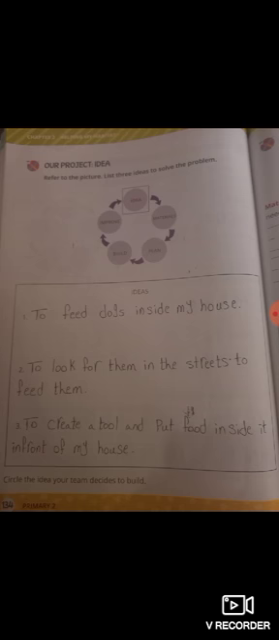Okay, on page 134, we have what? We have the idea. This is the first step of our project. This is the first step of the engineering design process. We will have here 3 ideas to solve the problem, okay? Number 1, to feed dogs inside my house. It's not practical. Number 2, to look for them in the streets to feed them. And it's also not practical to search for the dogs in the street to feed them.